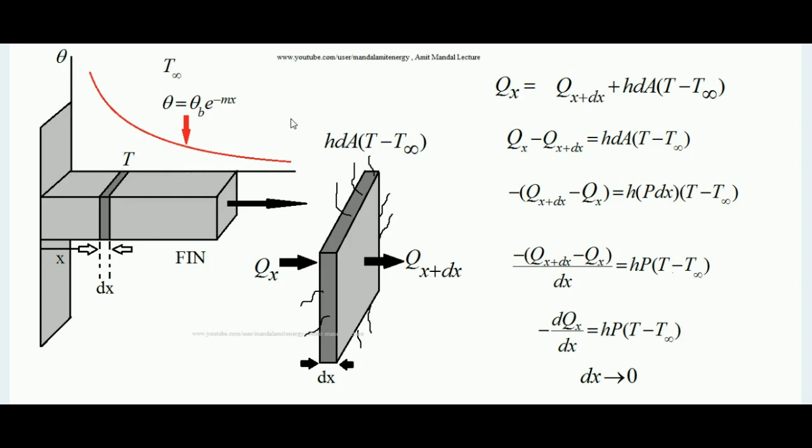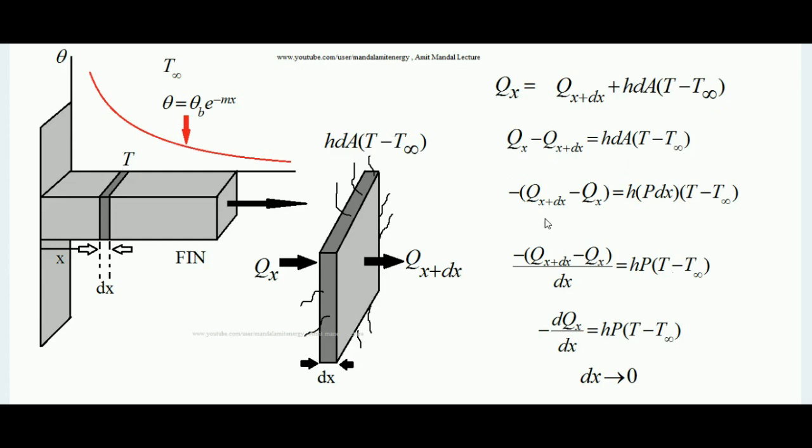Then the amount of heat dispensed by the outer peripheral area of this thin section would be h dA (T minus T infinity). dA is the outer peripheral area of this thin section. Suppose I am writing dA. So Qx equals Qx plus dx plus h dA (T minus T infinity), which can also be written like this.